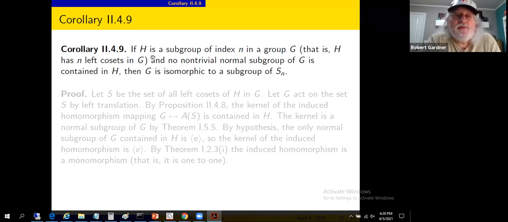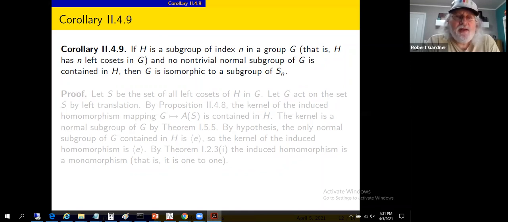Corollary to that previous result: if H is a subgroup of index n in group G, of course the index tells you the number of cosets in G, left cosets say, and no non-trivial normal subgroup of G is contained in H, then G is isomorphic to a subgroup of S sub n. But didn't Cayley's theorem tell us every group G is isomorphic to a subgroup of a symmetry group? If G is a finite group, then it's isomorphic to a subgroup of S sub n.